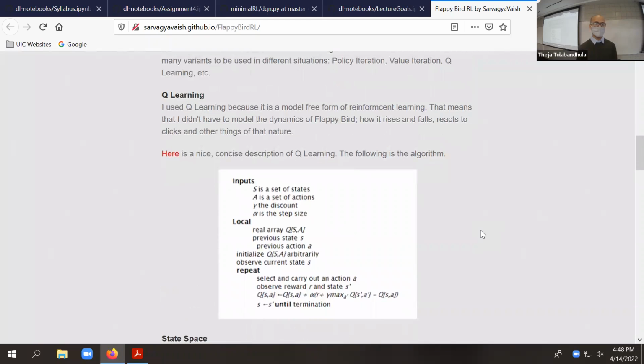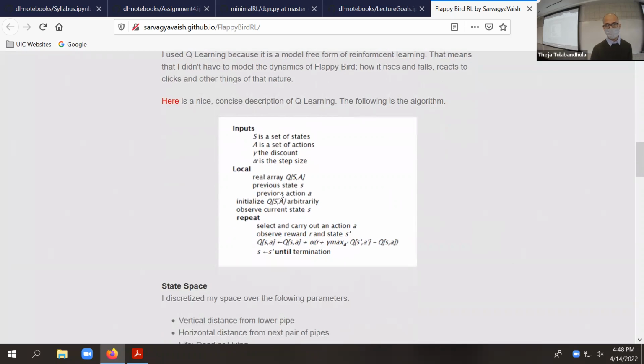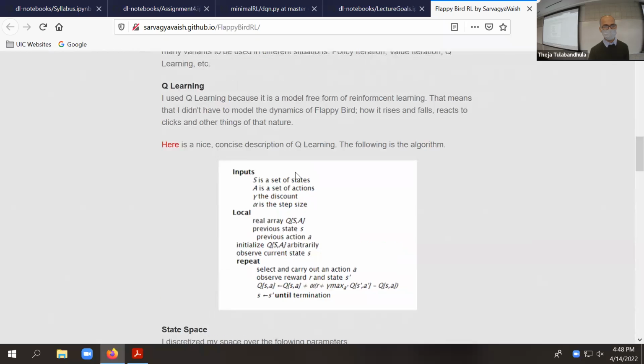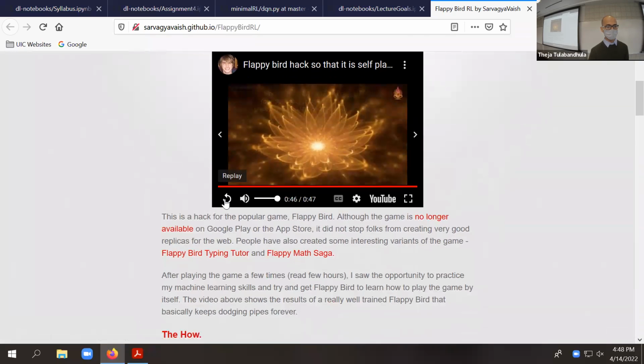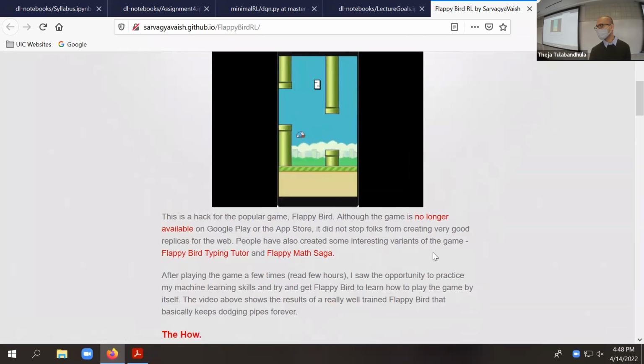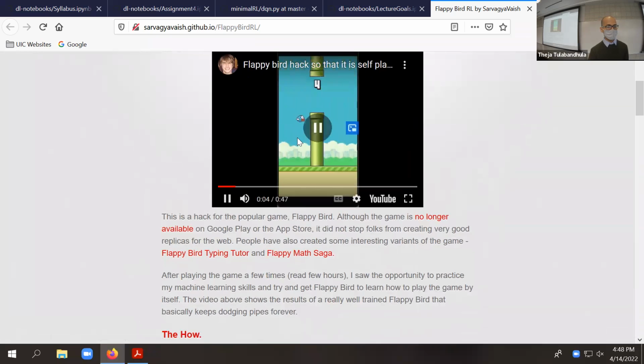It's not really using deep Q-learning. They're just creating states, actions, discount, the step size, and then just keeping an array like this, initialized as random numbers, and then selecting and carrying out an action, and then doing a Q-learning update. So this is basically the algorithm behind learning to do well on Flappy Bird.